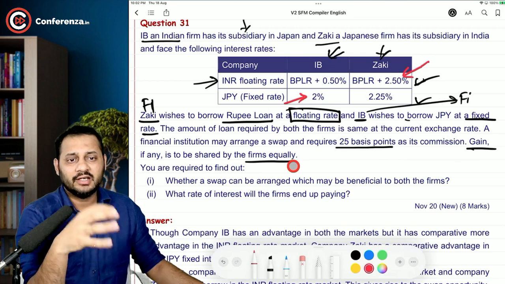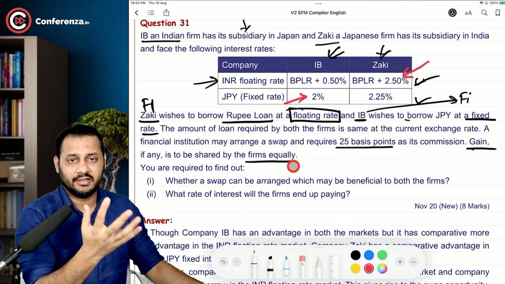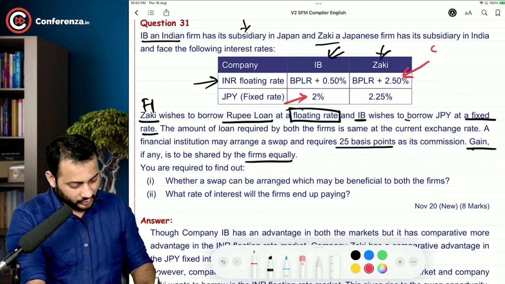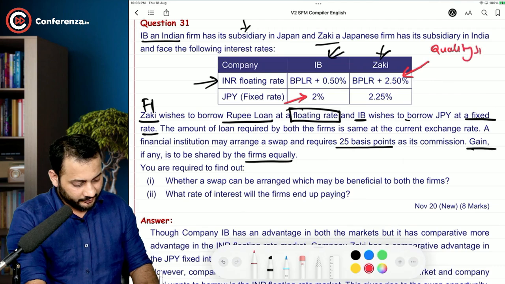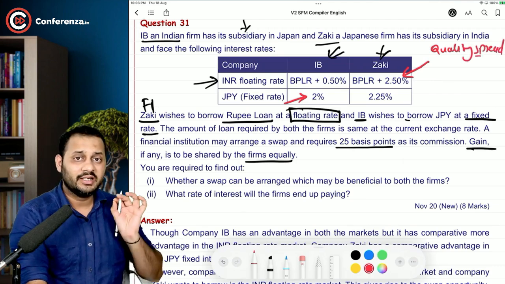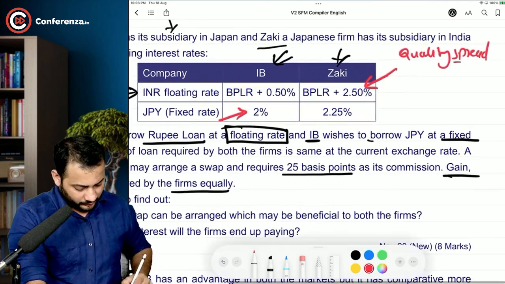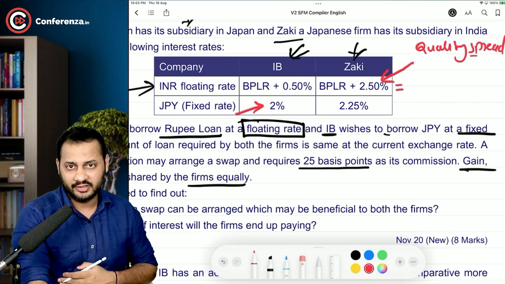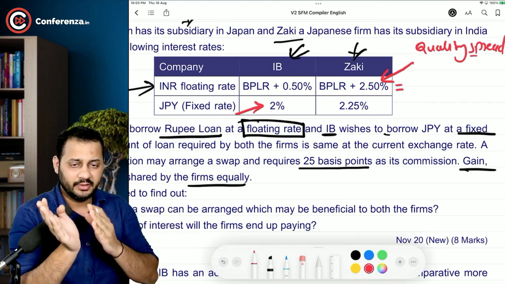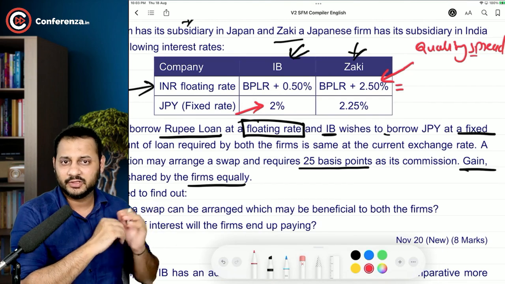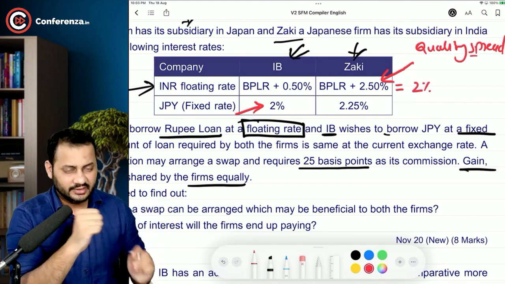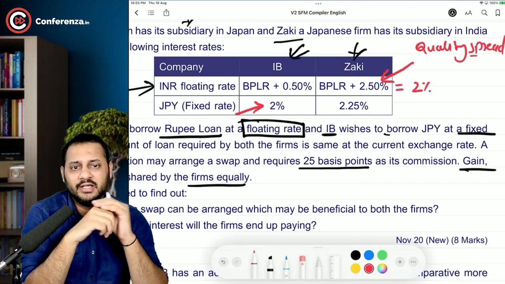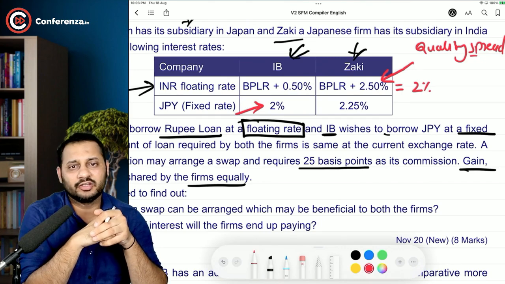So what type of gain, and how to calculate the possible gain? This is called the quality spread. Now focus on a couple of things. Quality spread means the possible gain. How to calculate it? It's very simple. First of all, calculate the difference in floating rate of both the firms. It's BPLR plus 0.5 and BPLR plus 2.5. That means 2% is the difference between what the bank is charging IB and what the bank is charging Zaki for the floating rate.